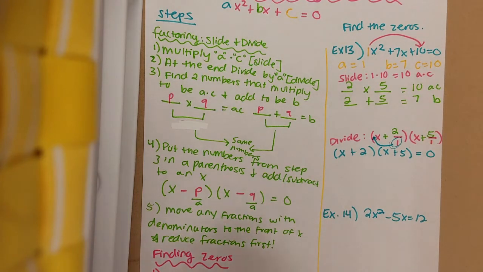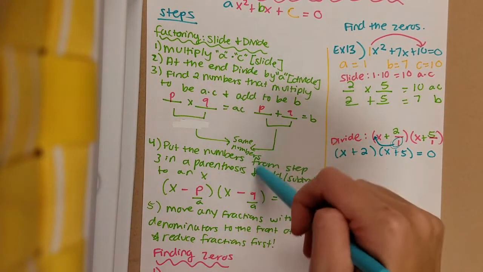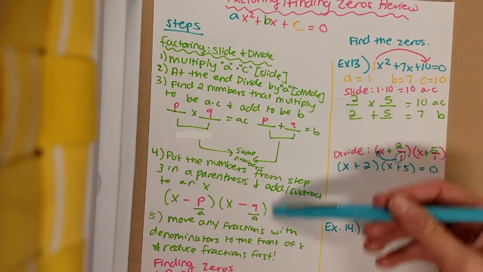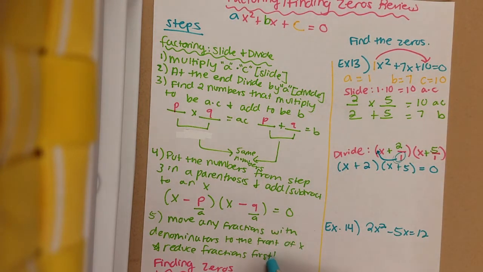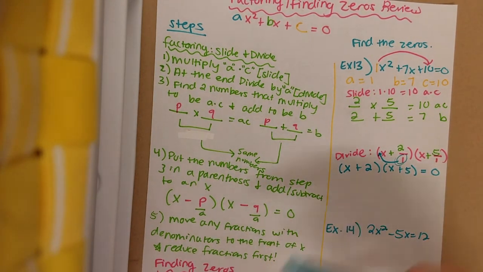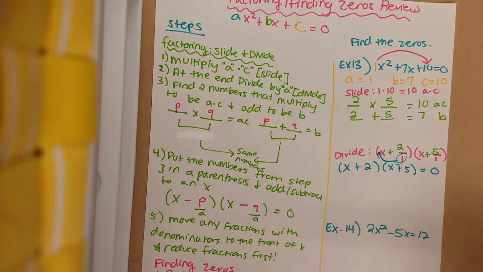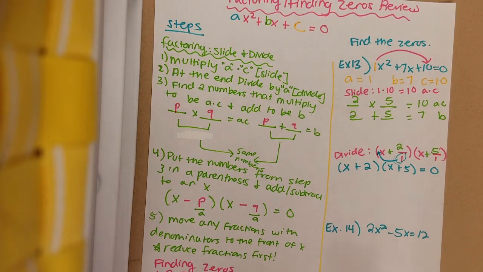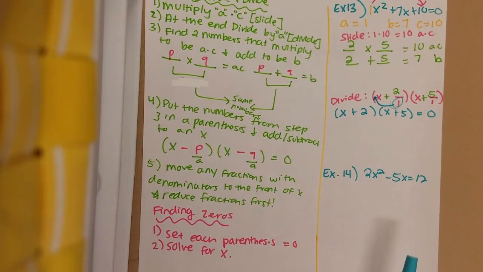Okay, so that part is the factoring part. So we have conquered the factoring part. Guys, so these are the steps for slide and divide. They are not included in your notes. So if you'd like to copy this down, go ahead and pause the video right now and copy those down. But now we're going to talk about how we find the zeros from here.